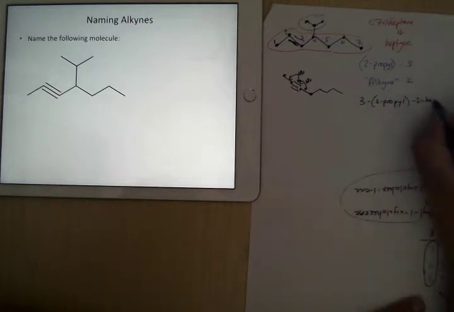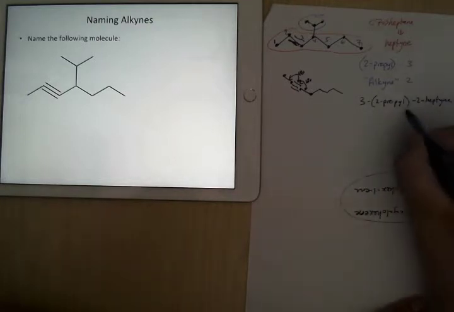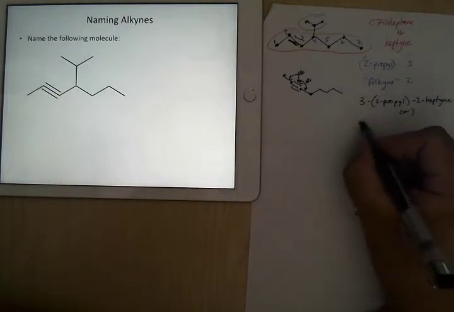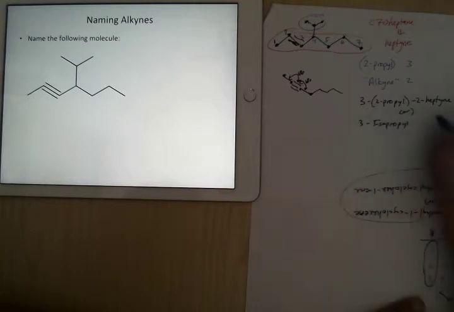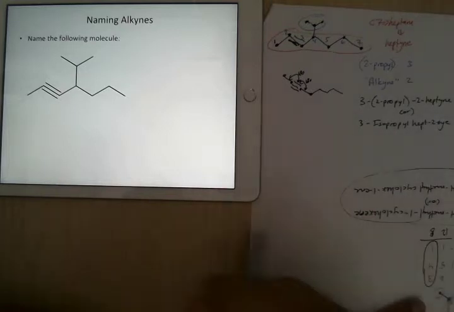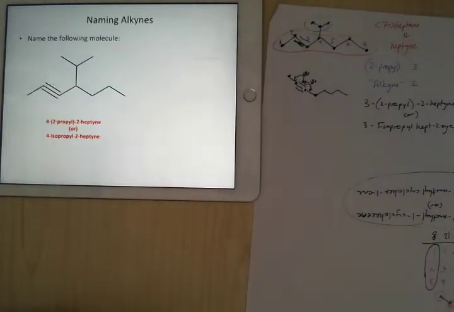2 heptyne. But you could also list it, combining a bunch of things. You could also say 3 isopropyl, hept-2-yne. Okay, there's a couple of different ways that you could do it.